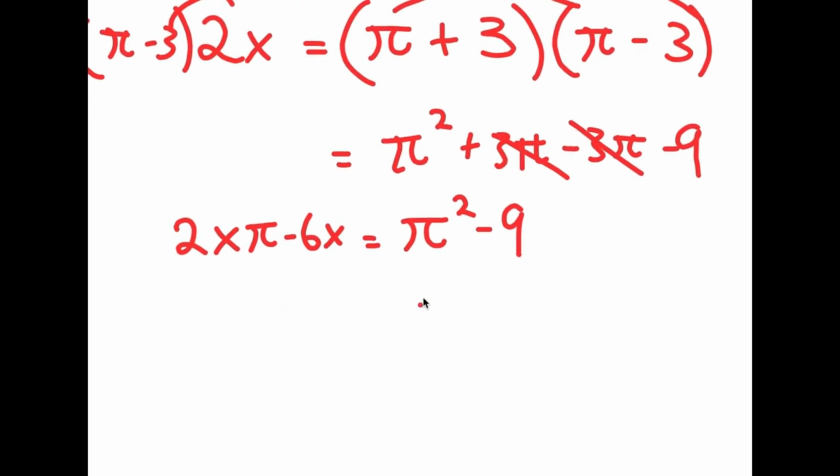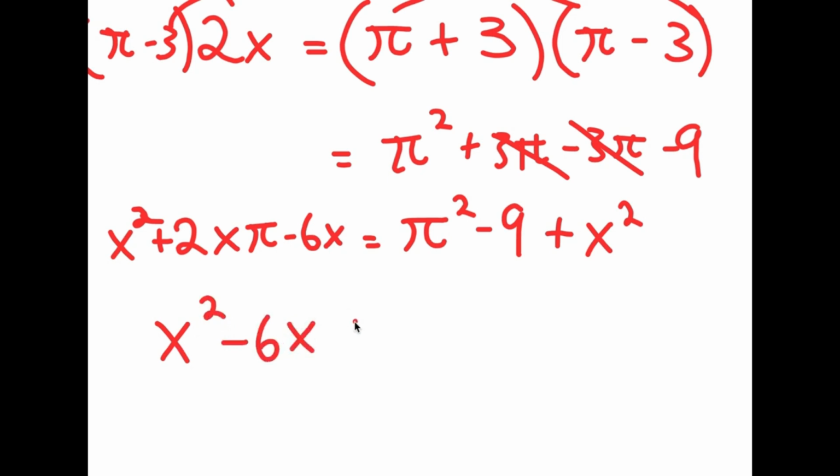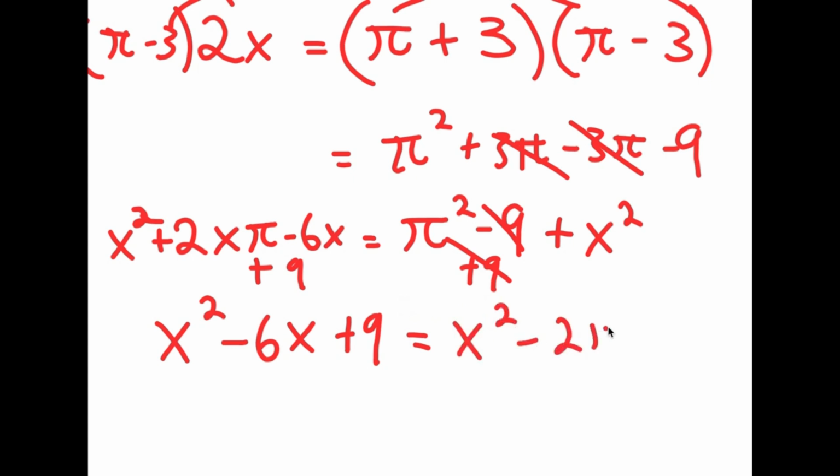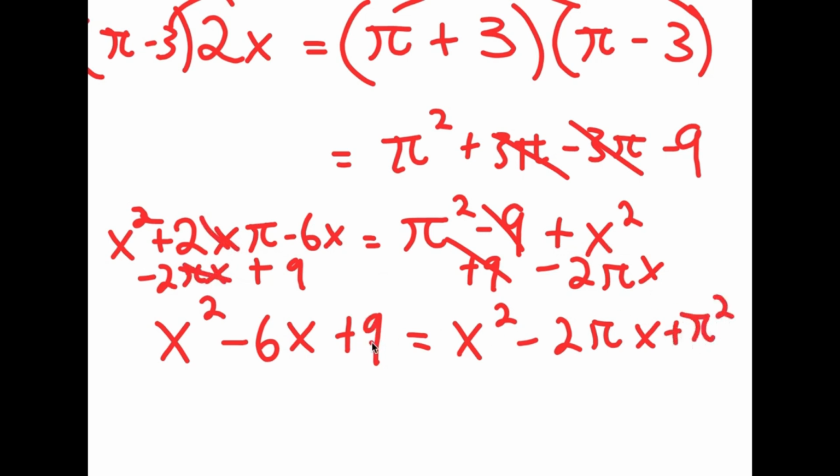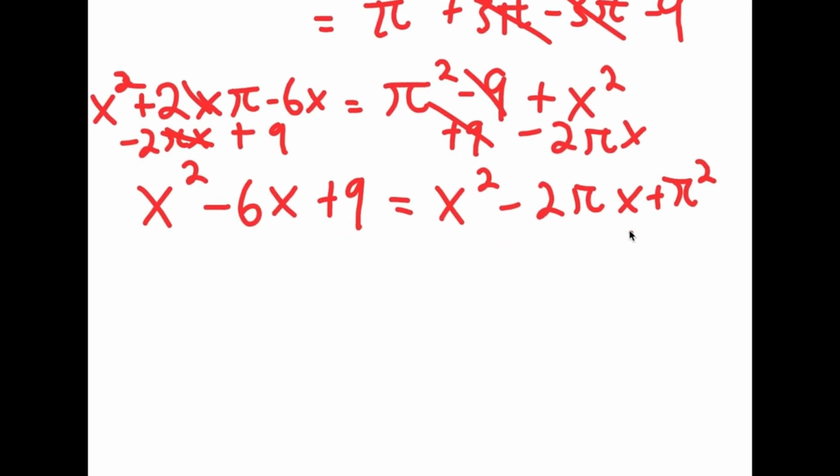Now from here, I'm going to add x squared on both sides. So I have x squared plus 2x pi minus 6x is equal to pi squared minus 9 plus x squared. Let me reorder this real quick. I'm going to write this as x squared minus 6x plus 9, so I'm adding 9 on both sides, is equal to x squared minus 2 pi x, so I'm subtracting 2 pi x on both sides, and at the end, plus pi squared. So I have x squared minus 6x plus 9 is equal to x squared minus 2 pi x plus pi squared.